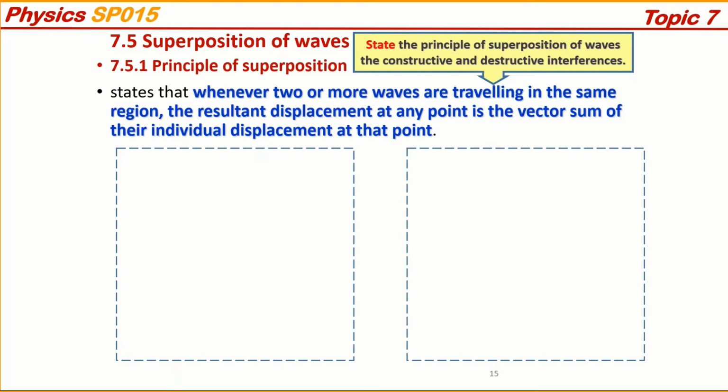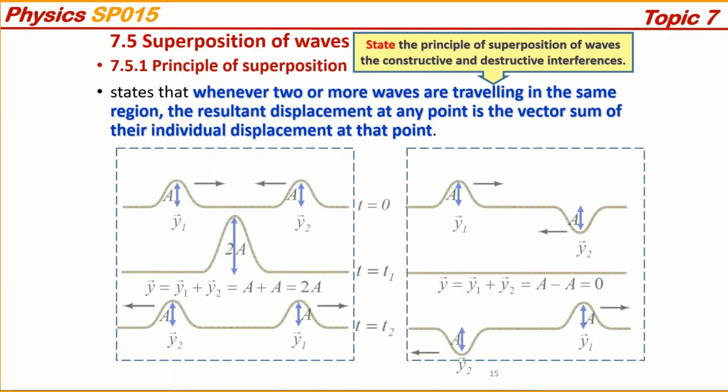Superposition of wave. Principle of superposition states that whenever two or more waves are traveling in the same region, the resultant displacement at any point is the vector sum of their individual displacements at that point. Include in learning outcome. Example.